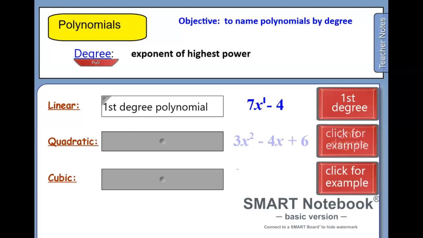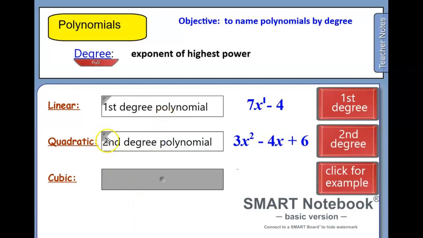This one we know is a trinomial because it has 3 terms. But what kind of trinomial is it? It's a quadratic. It's a second degree. My highest power is 2. So we call this a quadratic equation or a quadratic expression.